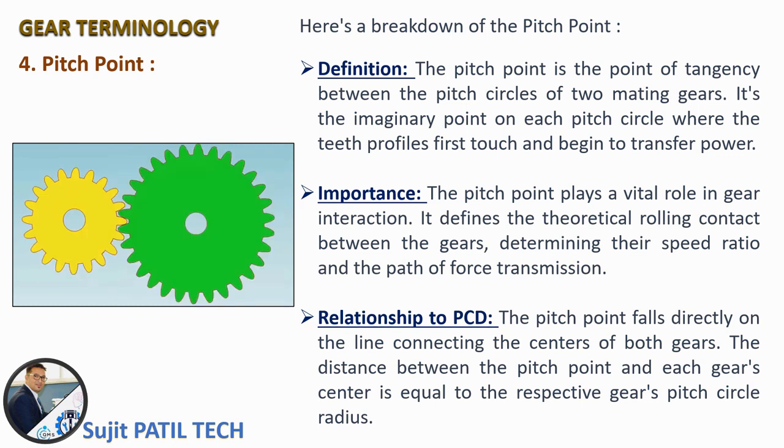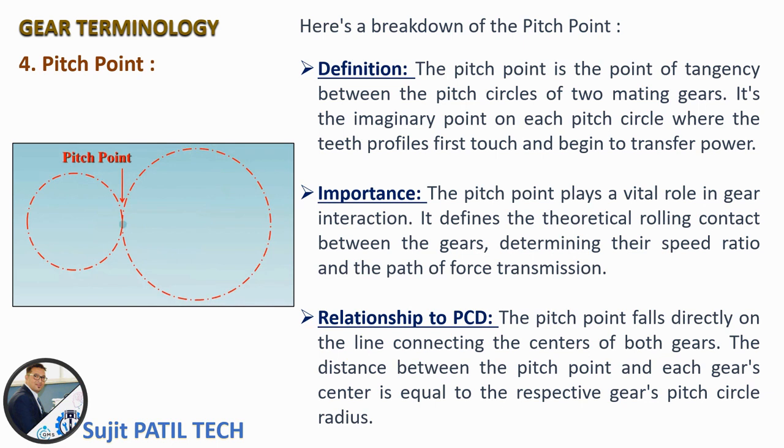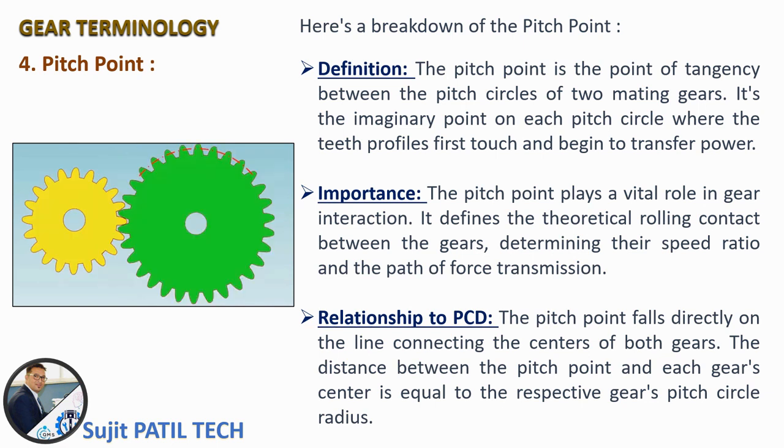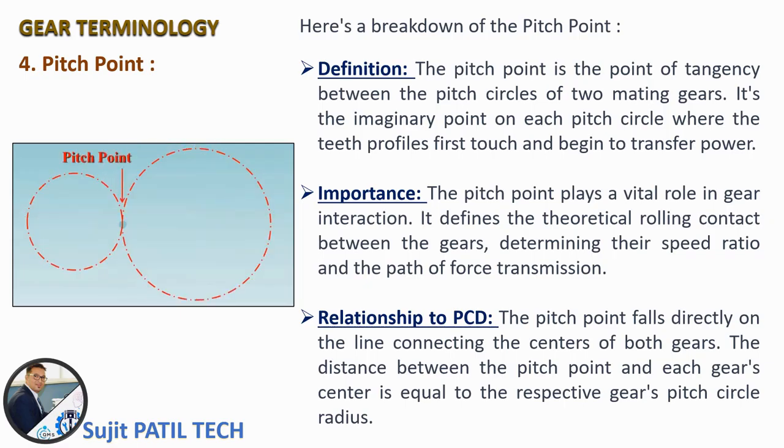Relationship to PCD: the pitch point falls directly on the line connecting the centers of both gears. The distance between the pitch point and each gear's center is equal to the respective gear's pitch circle radius.